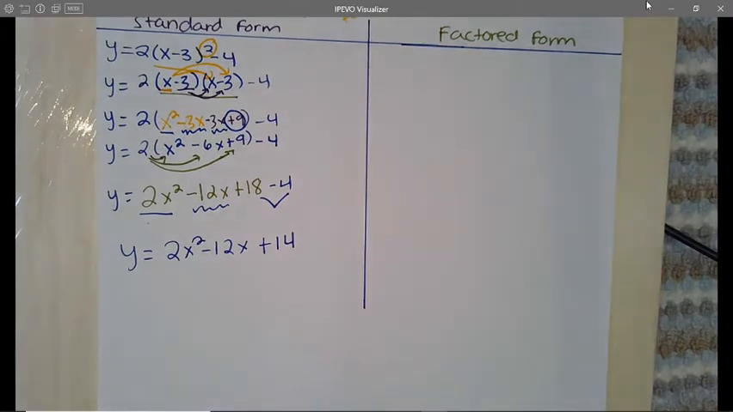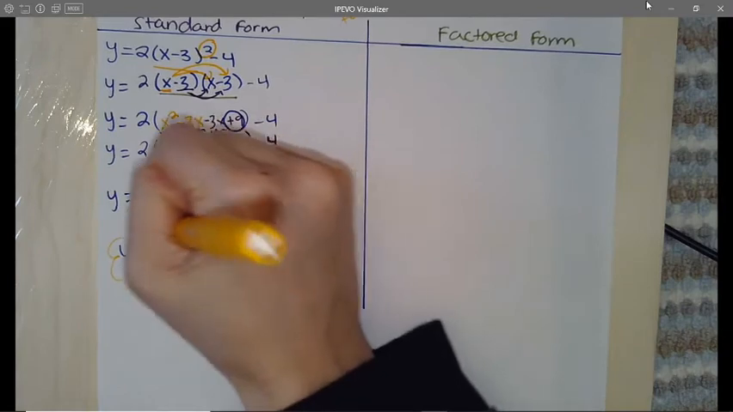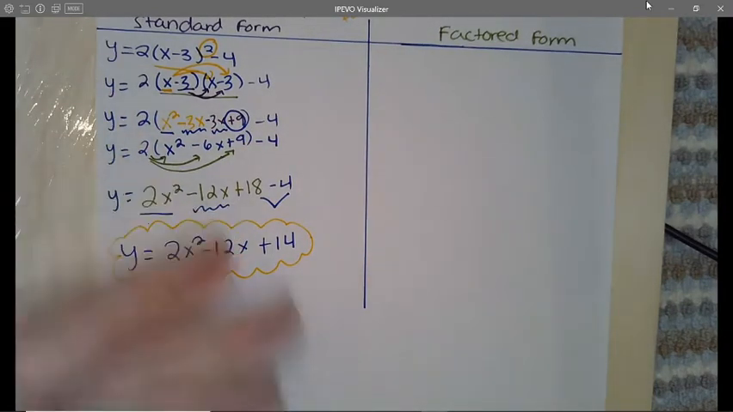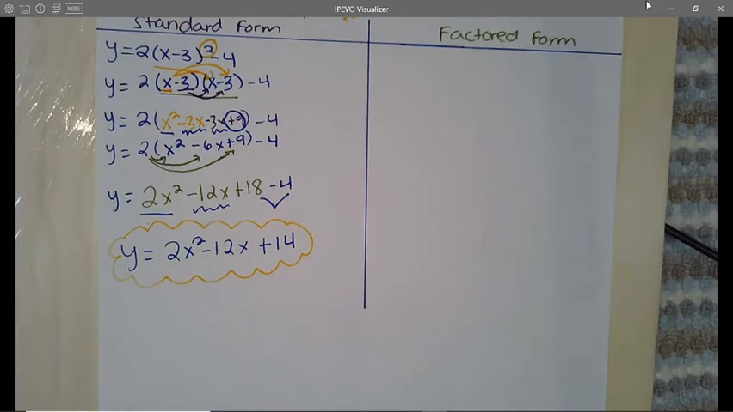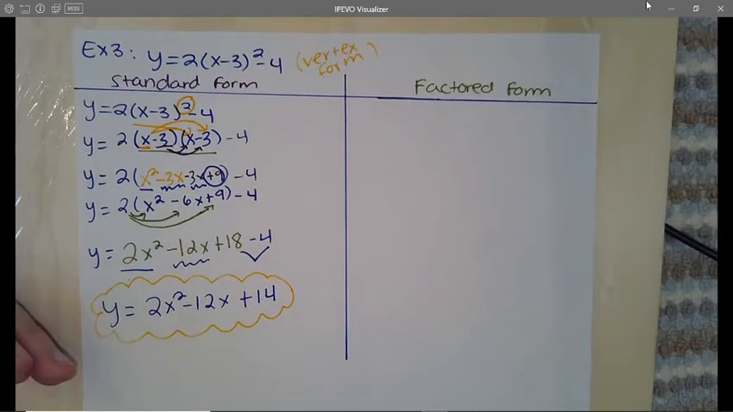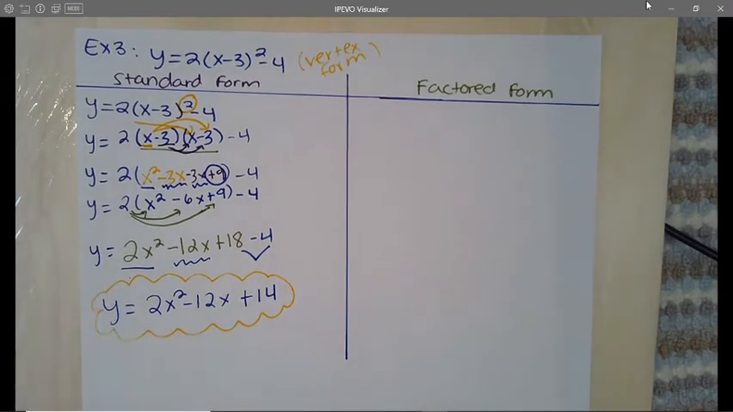So guess what, you guys? Standard form is 2x squared minus 12x plus 14. There we go. So we basically just have to do some distributing and combining like terms to get from vertex form into standard form. Okay, now, to get to factored form, you have to start from standard form.